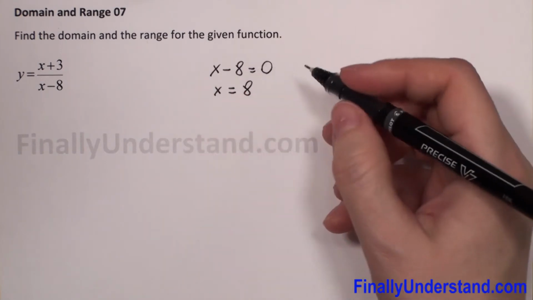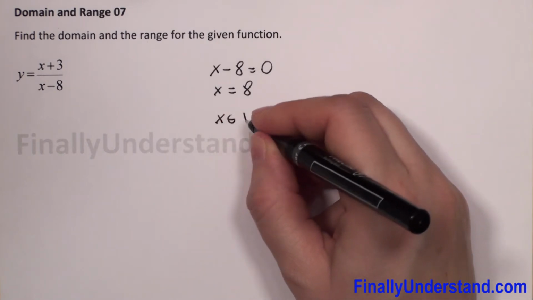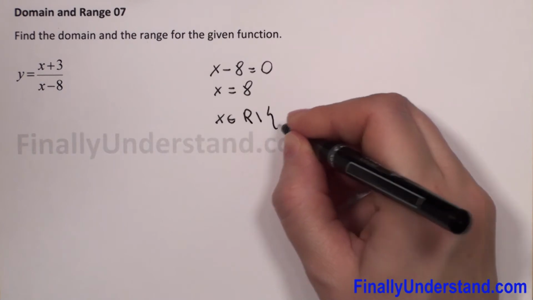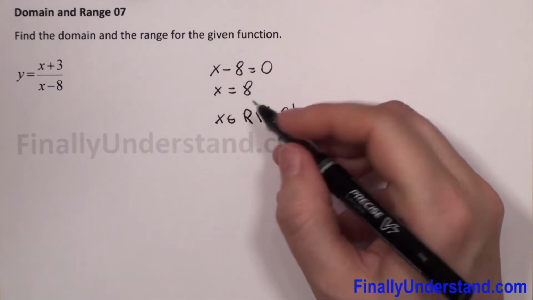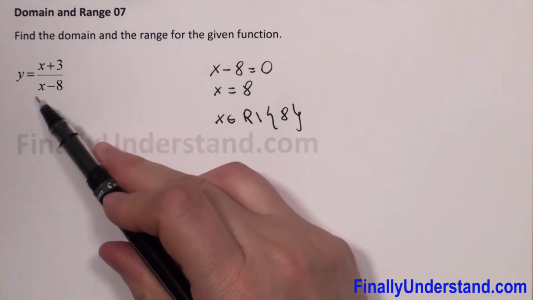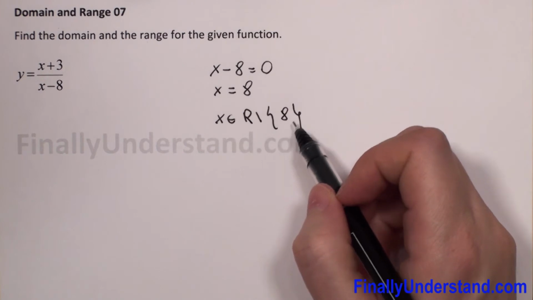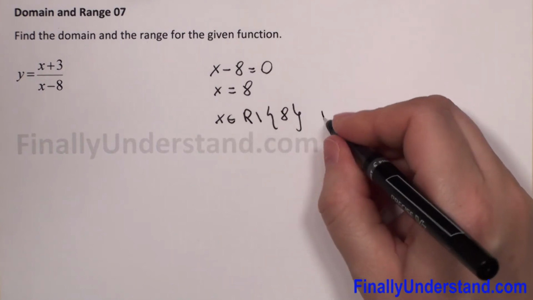So our domain will be all real numbers excluding 8, because for 8 this denominator will be equal to 0 and we cannot have 0 in the denominator. So I exclude this 8. This is our domain.